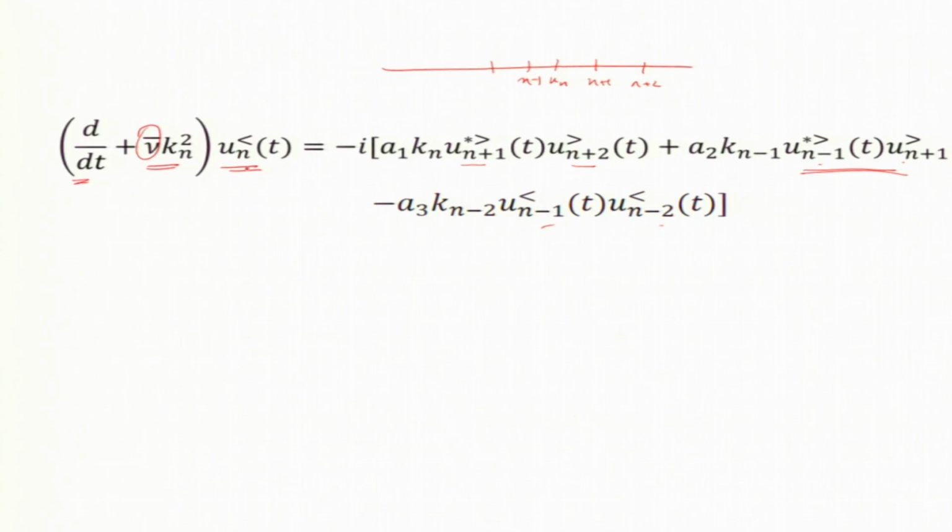This un does not interact with shells farther away. This is called locality, which has been proven to be valid for Navier-Stokes, especially in 3D. 2D has some issues, but in 3D it works. So now what? Now I start doing. If you recall Wilson theory, yeah, please, we have got to go back to Wilson theory. So what did you do in Wilson theory?